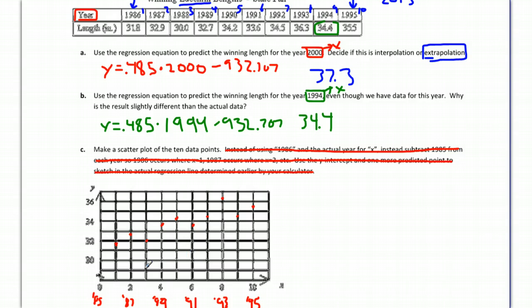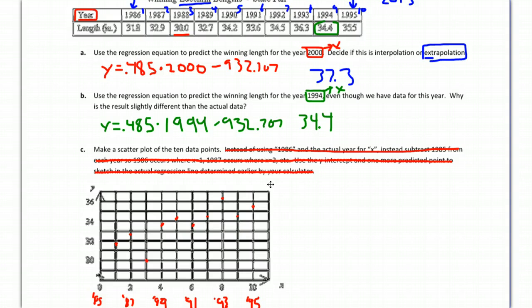So let's draw ourselves a line through these. I also realize that this point right here, this 30, I actually misplotted that. The 30 is way down here, so be careful as you make your scatter plots because there are plenty of opportunities to make mistakes. So this point is way down here.